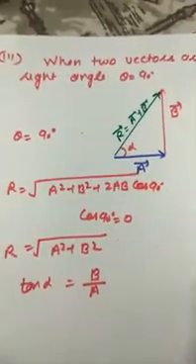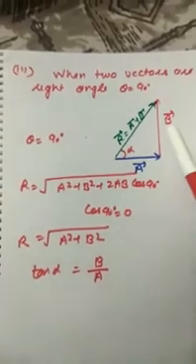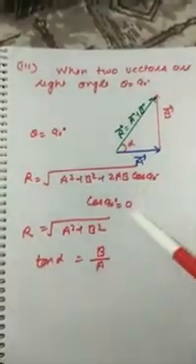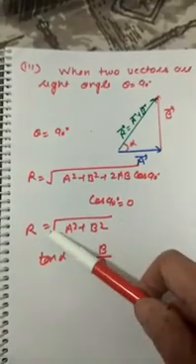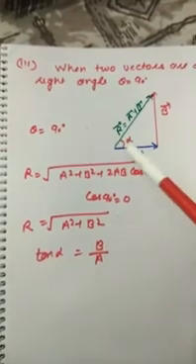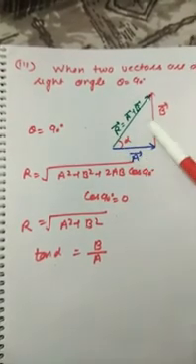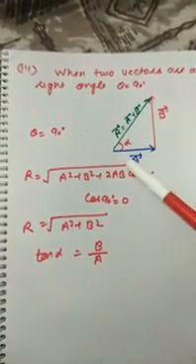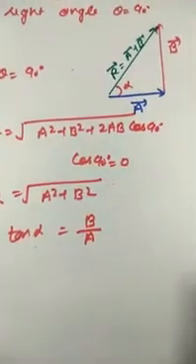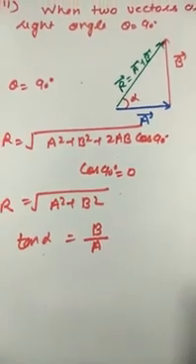And if both the vectors are at 90 degrees, then theta is equal to 90. What is the value of cos 90? It is 0. So in this way R is equal to the square root of A square plus B square. And if we also want to find the direction, tan alpha is equal to B upon A. So these are the rules for vector addition and the triangular law of vector addition.